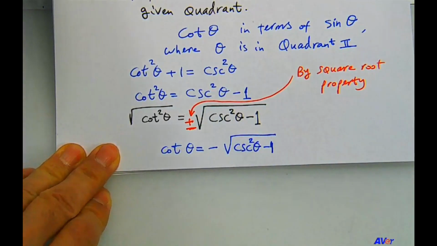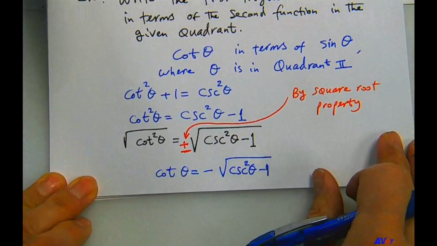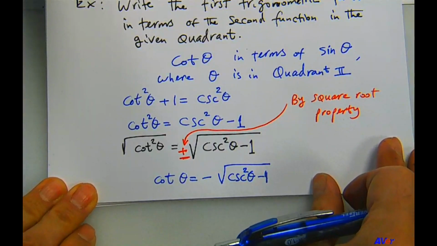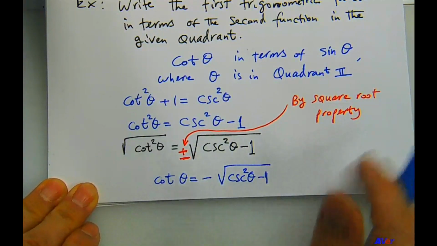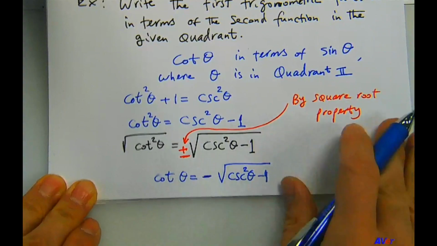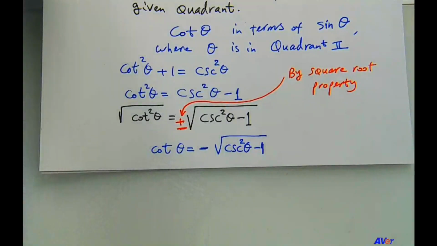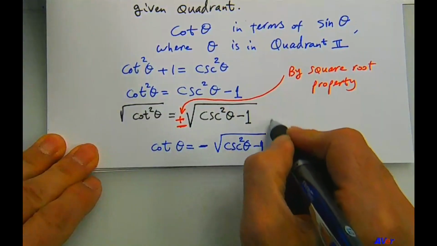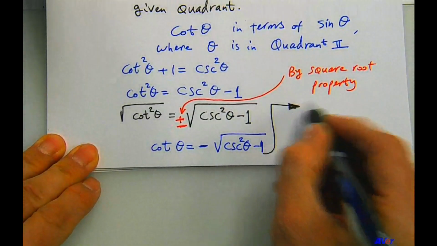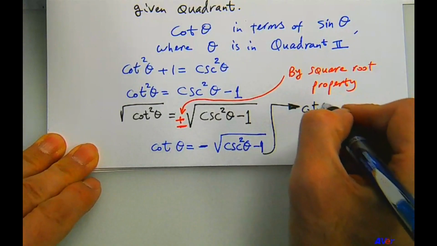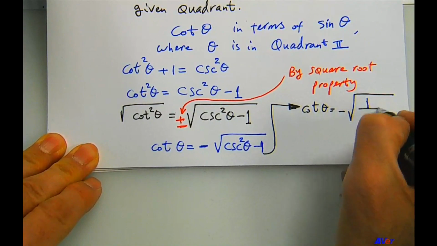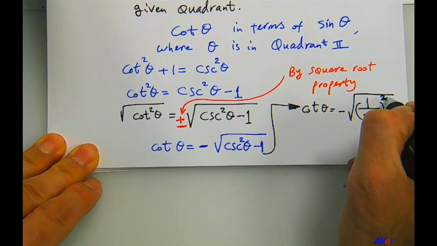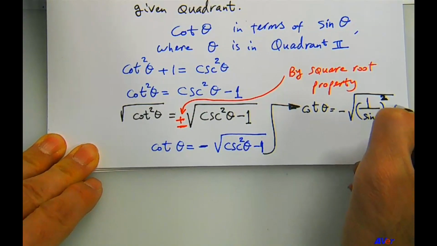Are we done? What do you think? Are we done? We're not done, right? We're not done because the problem asks us to write cotangent in terms of sine function, not cosecant function. But we can easily substitute, right? We can come up here and say that cotangent of theta is equal to minus square root of 1 over sine of theta squared minus 1.